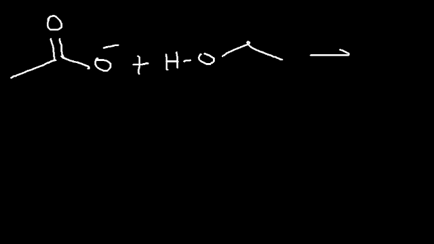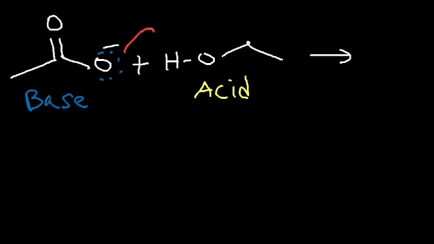So consider this reaction. Here we have the acetate ion, and we're going to react it with ethanol to produce... well, before we write the products, what do you think the products will be? Acetate has to act as the weak base. So it's going to be the Bronsted-Lowry base, the proton acceptor. And ethanol has to act as the weak acid, the proton donor. So the acetate ion is going to grab a hydrogen from ethanol.